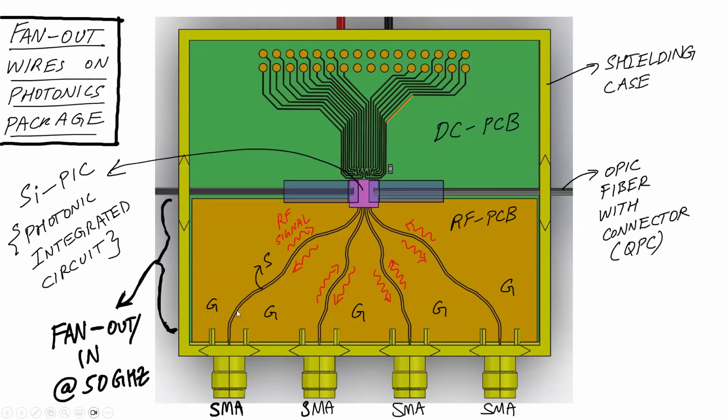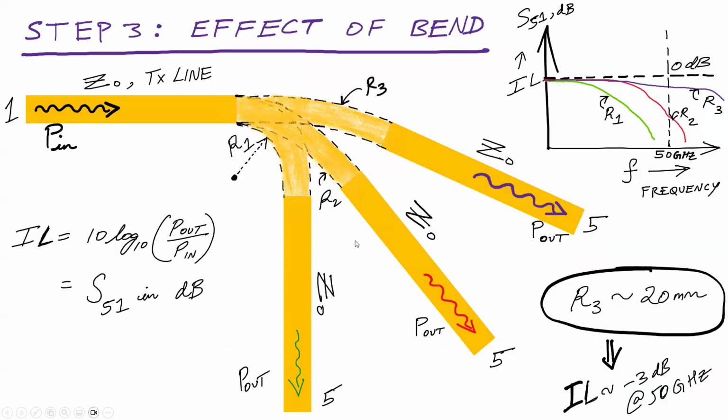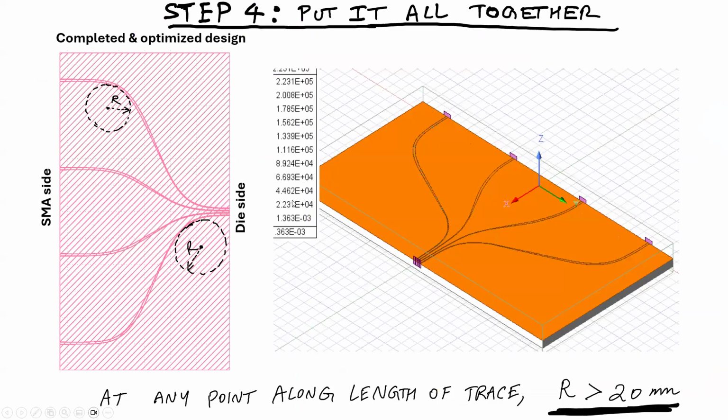At the same time, when I bend this line, I have to make sure that at any point, the bend radius has to be greater than 2 centimeter. Because if it's less than 2 centimeter, it's going to radiate significantly, right? So it's really a question of optimizing this geometry so that at any point in this geometry, the radius is greater than 2 centimeter and the taper is as I designed, right? So if I put all that together, I get something like this, okay?